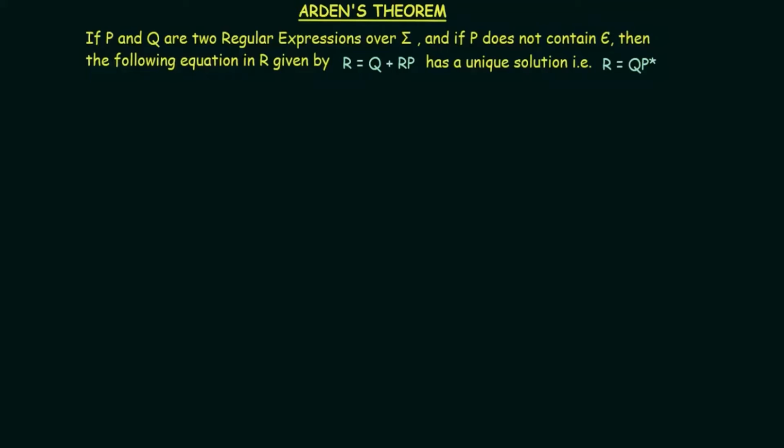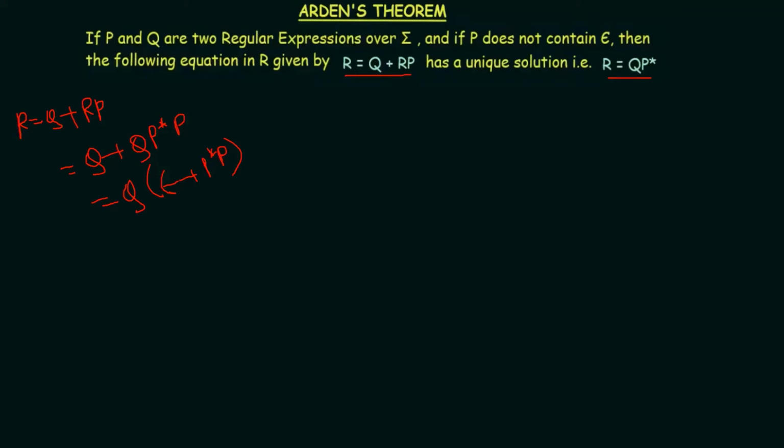So how can I prove this? I can prove this in two ways. So this is the equation and this is the solution. If I replace this solution in the equation, it should work. So first of all, let me just try. Okay, R equals Q plus RP is given. If I replace this R with QP star, what am I going to get? I am going to get QP star P and Q. Okay, if I take Q common from here, I am going to get epsilon plus P star P.